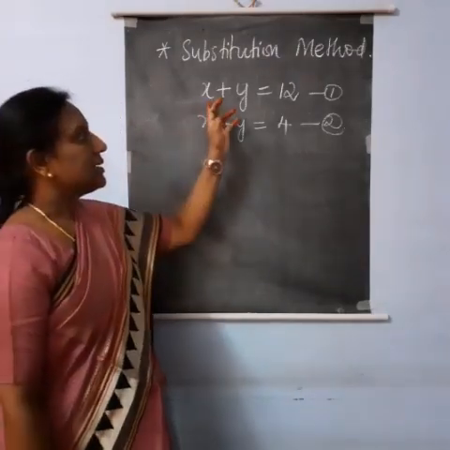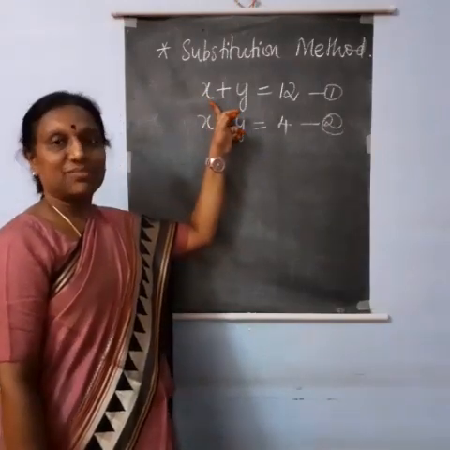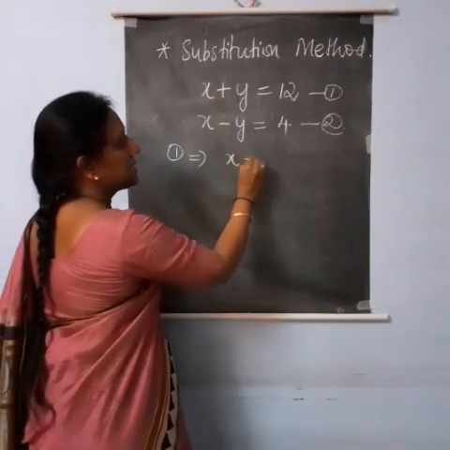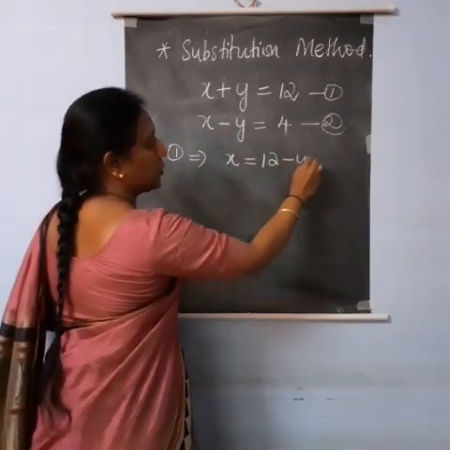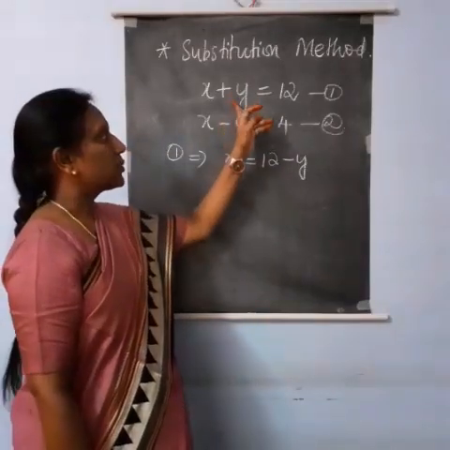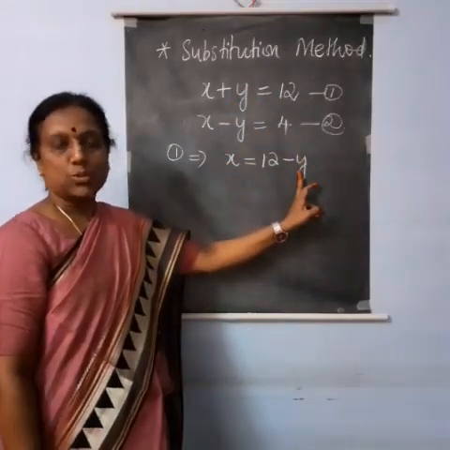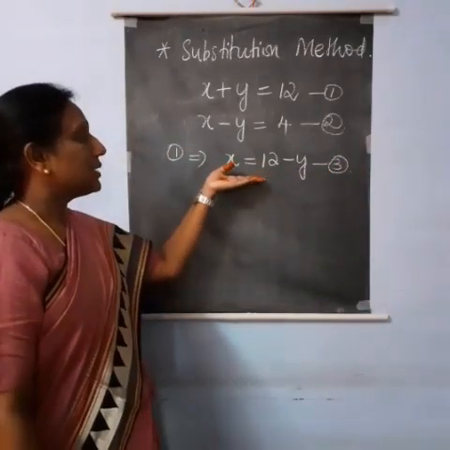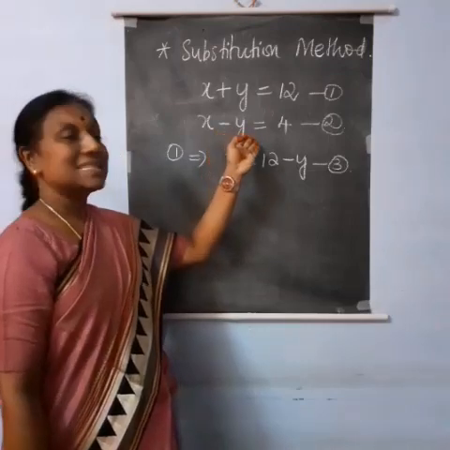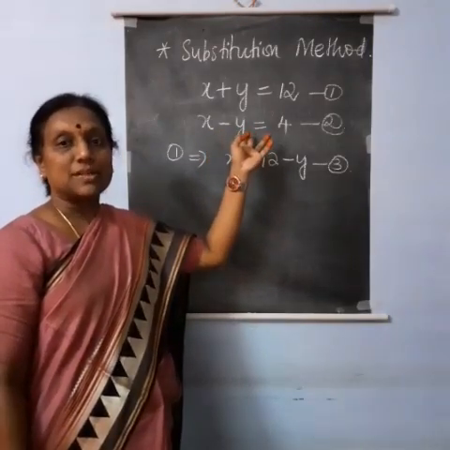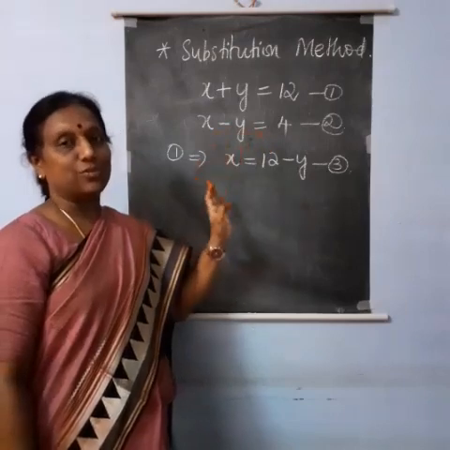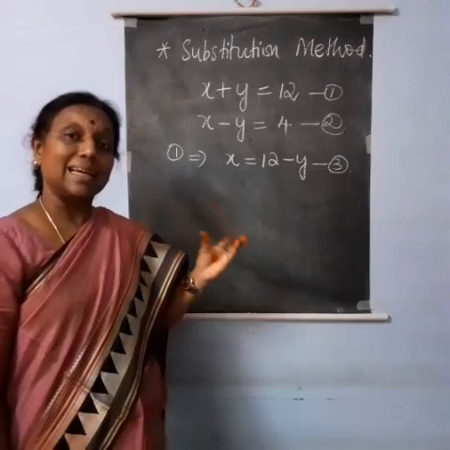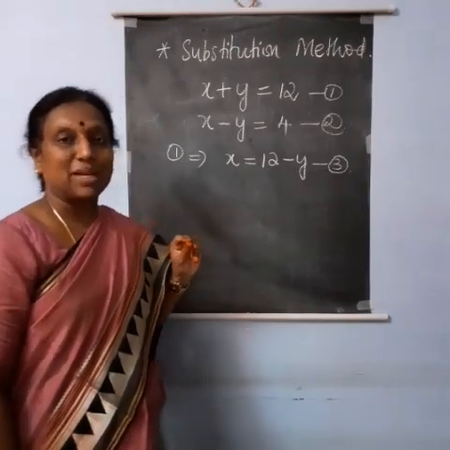So let us find the value of x from the first equation. So from 1, what does that imply? We have x is equal to 12 minus y. Do you understand? I have transposed y to the other side and got it as 12 minus y. So mark this as 3. Now this value I am going to substitute in my second equation. Always remember children, when you find the value of x from one equation, you must substitute that value in the next equation, never in the same equation.